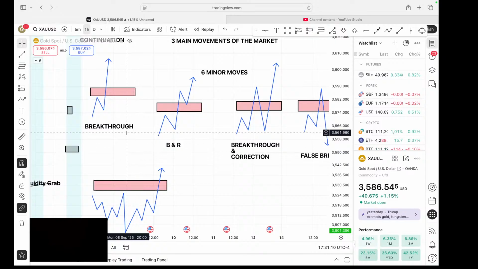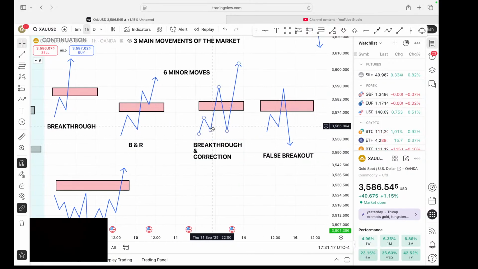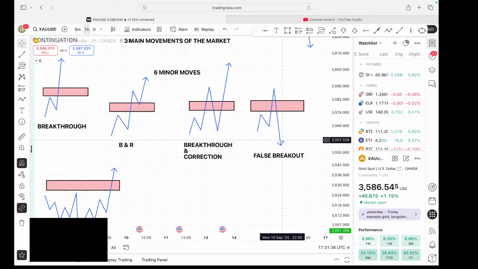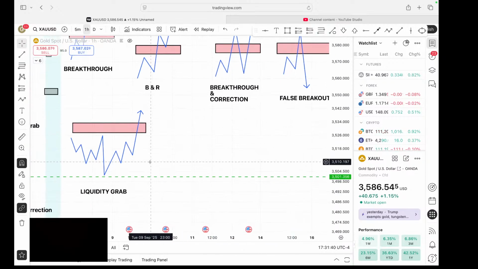So boom. Again, we have a breakthrough. We have a breakthrough and retest. We have a breakthrough and a correction. This is when price breaks through, but comes back to either like the base before it broke out, or sometimes it'll just go to another low. Eventually then it'll come and break back above this resistance area. You have a false breakout when price appears to be going up, but immediately shoots back down. And then you have a liquidity grab.